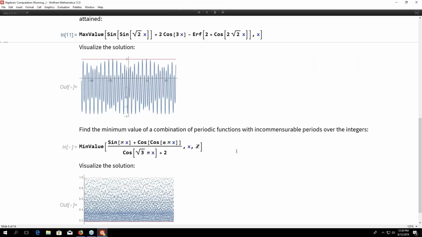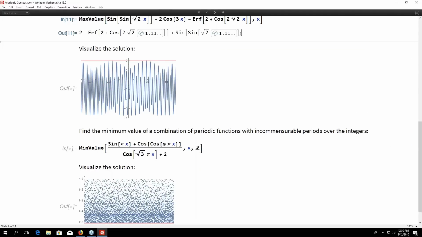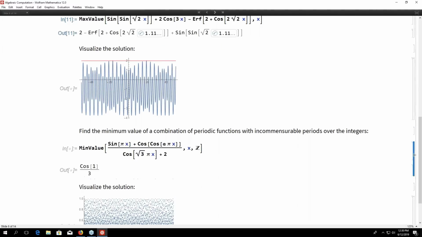On this computer. Okay, so let me then talk about the next example while this is computing. So we are looking for minimum value of combination of periodic functions with commensurable periods now over the integers. So we can see that these are the values of the function over the integers, and this is the minimum value. Okay, here this finished computing. I will not start the second example, just show the answer. Here it is.